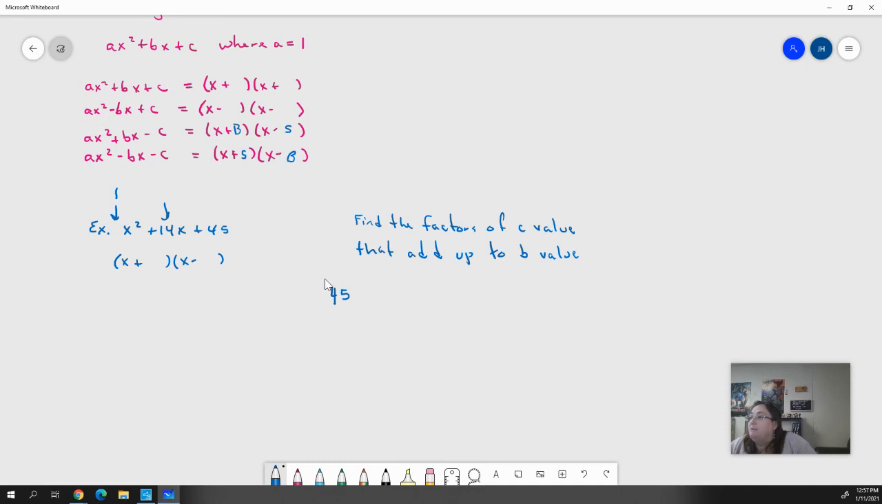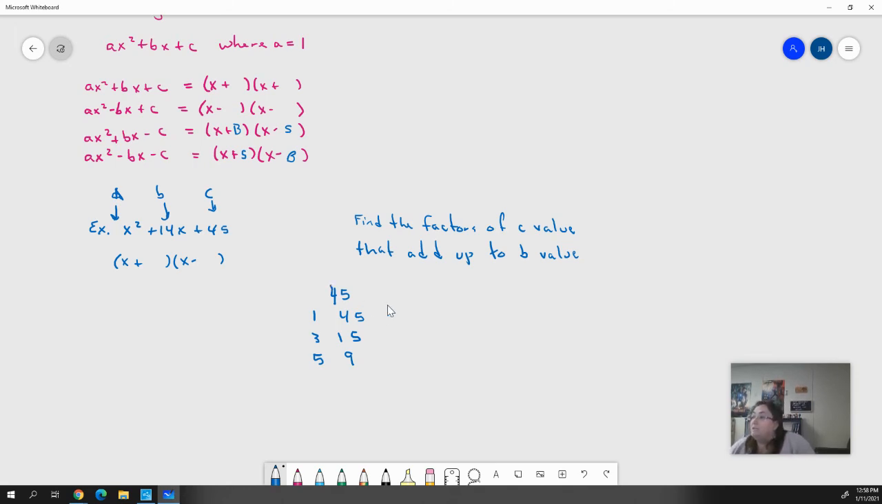This is our A. Our B is 14. Our C is 45. So we're going to take the factors of our C value, which is 45. We've got 1 and 45. 2, no. 3, yeah, 3 goes into it. 3 and 15. 5 and 9. And I believe that is it. Those are pretty much all of our factors of 45.